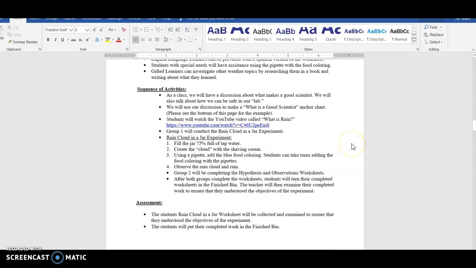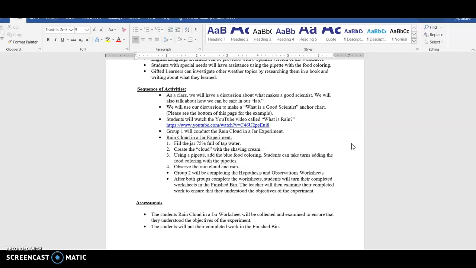Sequence of activities. As a class, we will have the discussion about what makes a good scientist, and we will be creating the What is a Good Scientist anchor chart. Then they will watch the What is Rain YouTube video. Group 1 is going to conduct the rain cloud in a jar experiment.